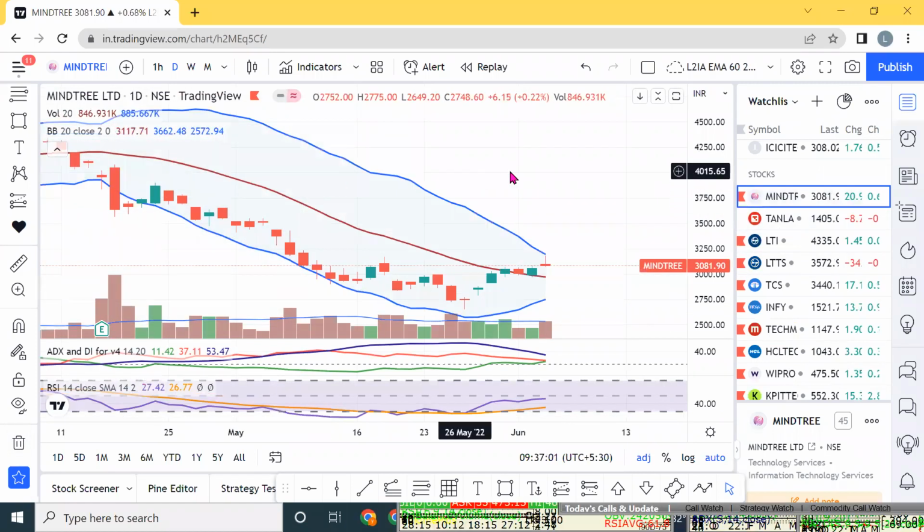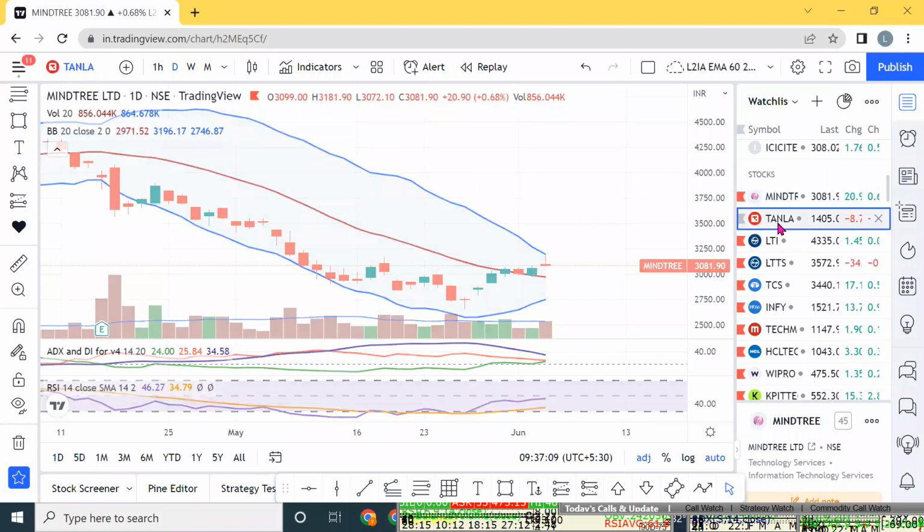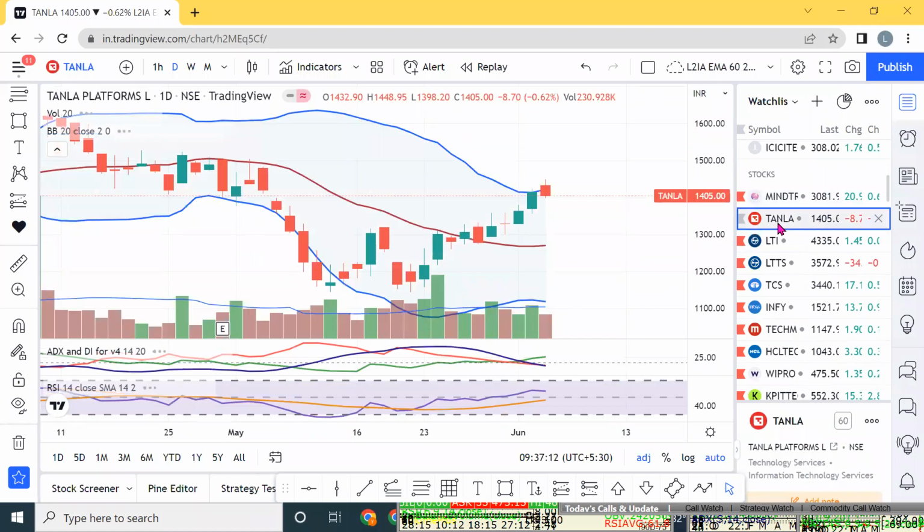Like this is Mindtree, it has started moving positive just now. Tanla Solutions is moving positive. Any particular sector you want me to look at? Grasim Industries. Okay.